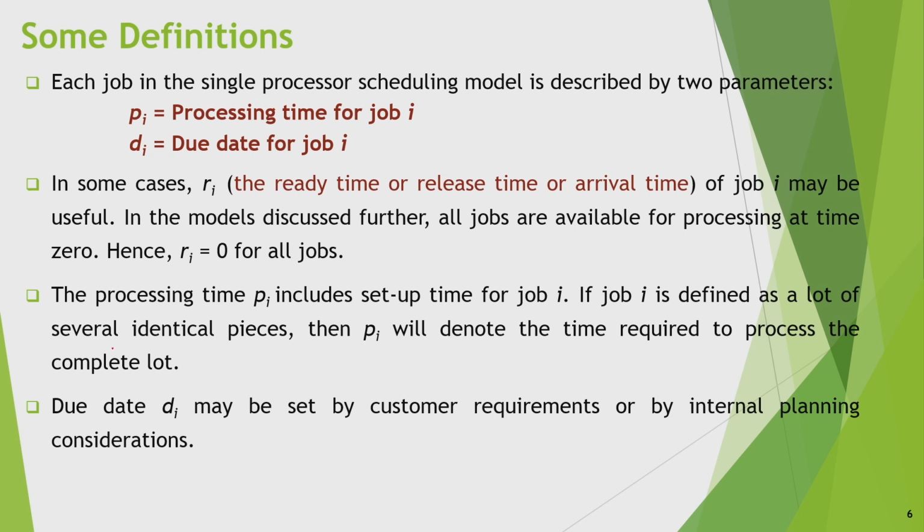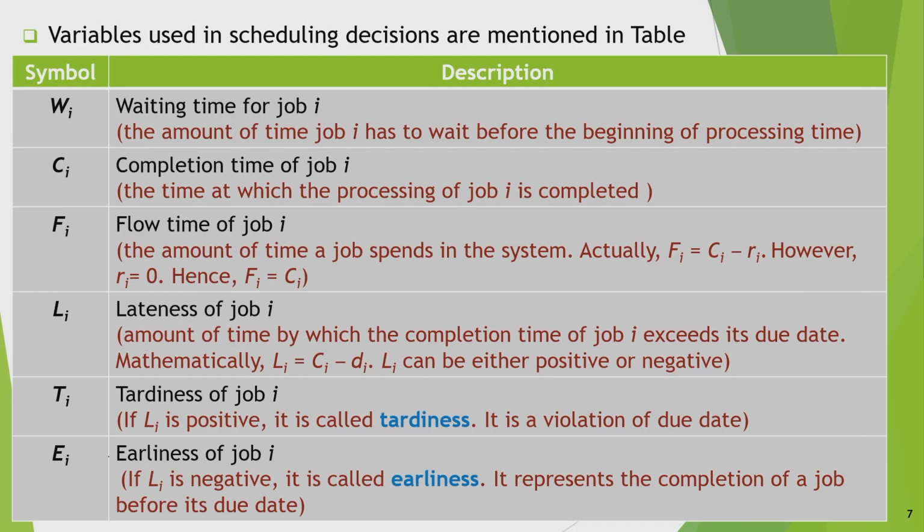The processing time Pi includes setup time for job I. If job I is defined as a lot for several identical pieces, then Pi will denote the time required to process the complete lot. Due date Di may be set by customer requirements or by internal planning considerations. Now, what other variables we use are described here.